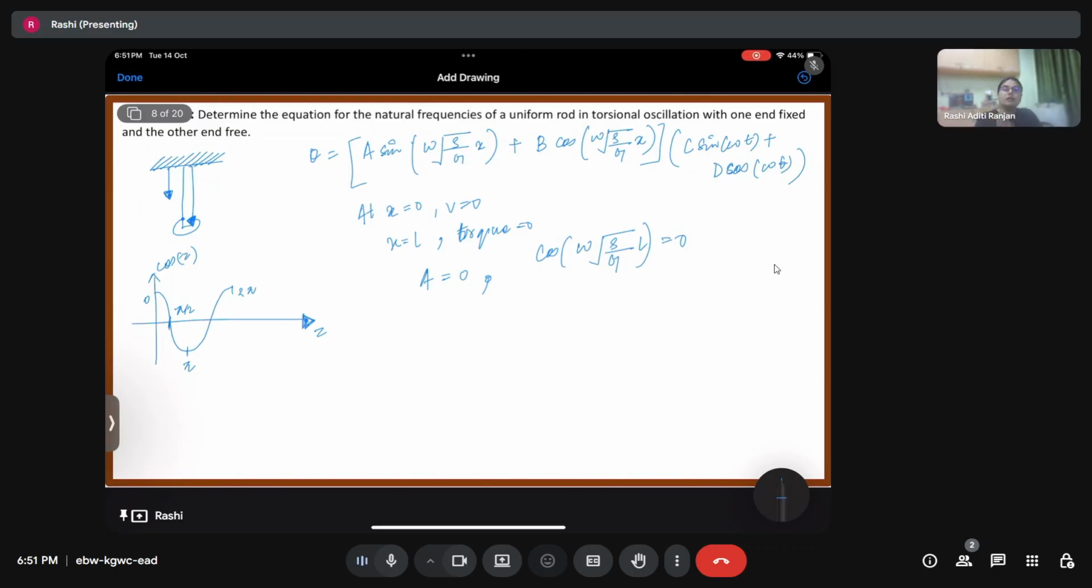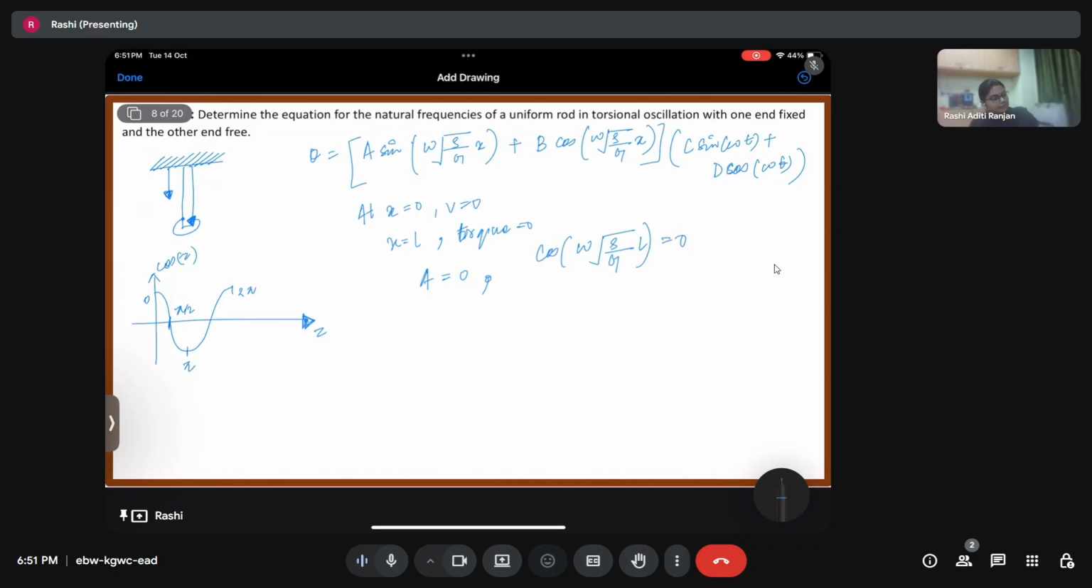So we know that the cos function is going to be equal to 0 at pi by 2, 3 pi by 2, then we'll have 5 pi by 2. So the odd multiples of pi by 2. So how can we write the odd multiples of pi by 2? As n plus 1 by 2. Okay.